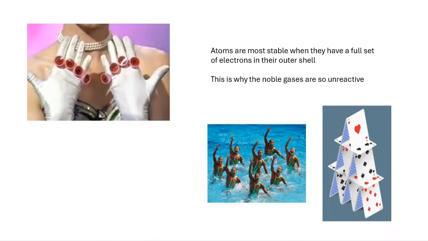Atoms are most stable when they have a full set of electrons in their outer shell. Like this lady with her rings here, she's got a ring on each finger, so 8 rings, and she's very, very happy, very, very stable. The synchronized swimmers, there's 8 of them, in a nice group, all nice and balanced, and everybody knows their place. Like a house of cards that is very well built.